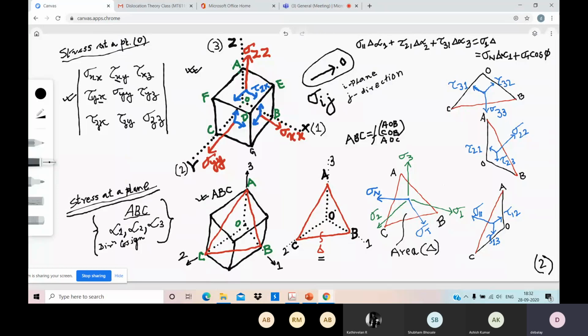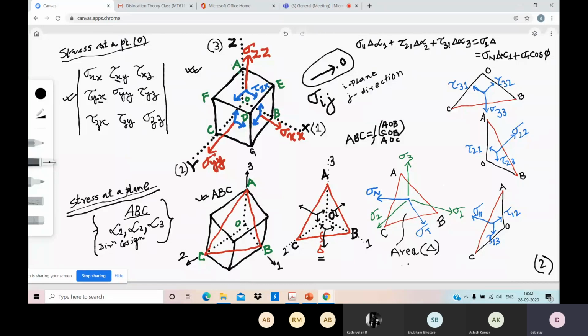So the stresses acting on AOB are like this, and like this. The stresses acting on OCB are something like this, and like this, and like this. And the stresses acting on AOC, that is normal, is this, and shear is this. So that will ultimately contribute to the stresses on the ABC plane.